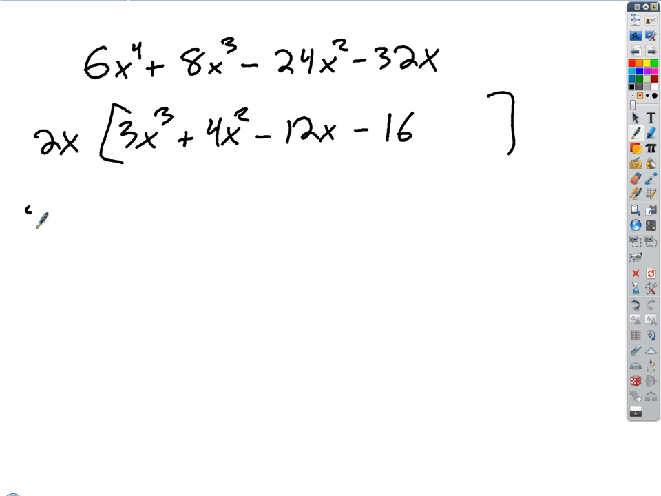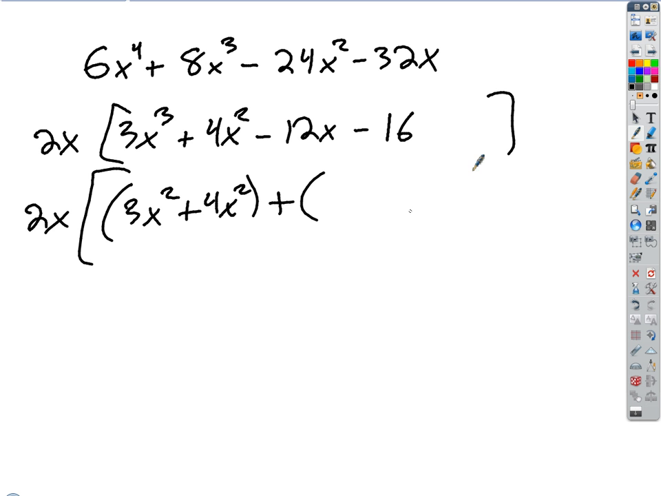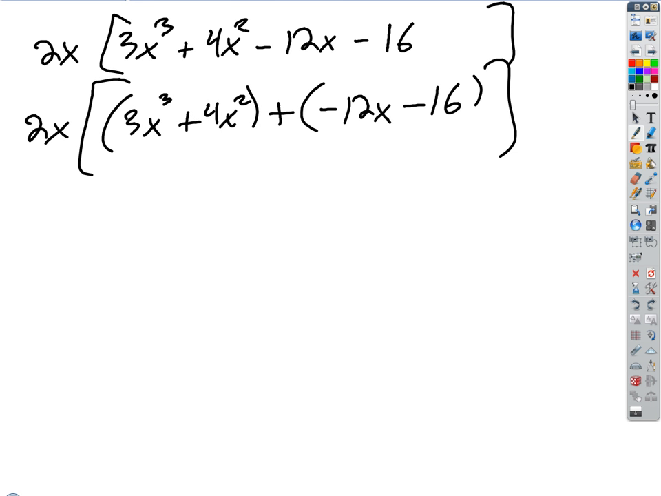Okay. So that's going to give us 2x times the first group, 3x cubed plus 4x squared, plus the second group, right? And the second group is our negative, oh, cubed, gosh, you have to watch me like a hawk, don't you? Cubed minus 12x minus 16, there we go. Is that right, I'm hoping? Okay, so now what? X squared.